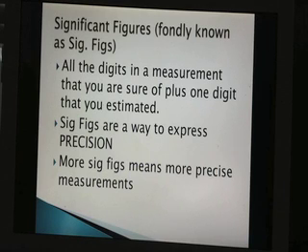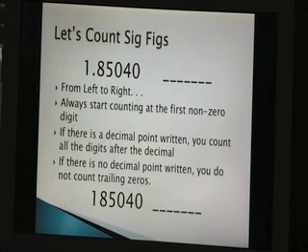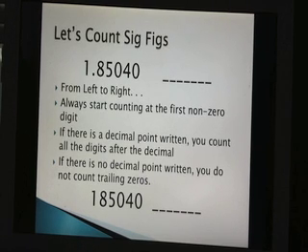The more sig figs we have, the more precise the measurement. Well, let's learn how to count sig figs. Here's our first number, 1.85040. Well, we're going to count from left to right. We always start counting at the first non-zero digit. So we're going to start counting with the digit 1. If there's a decimal point written, you count all the digits after the decimal point. So let's go ahead. There's a decimal point in this top number. We are going to count all the digits.